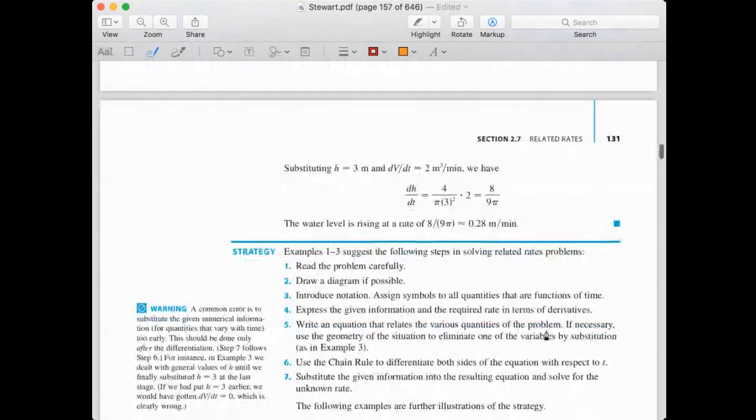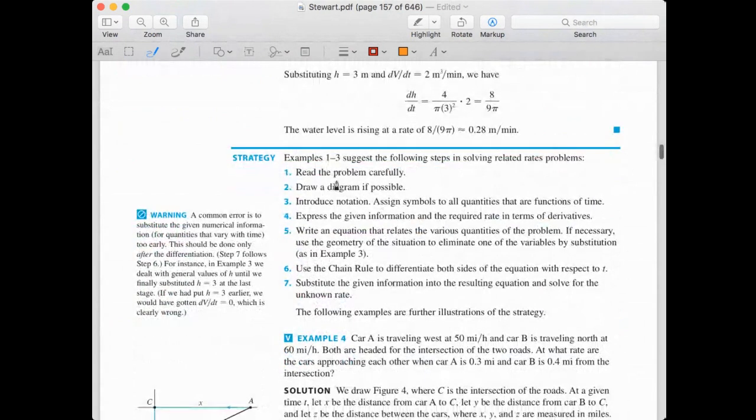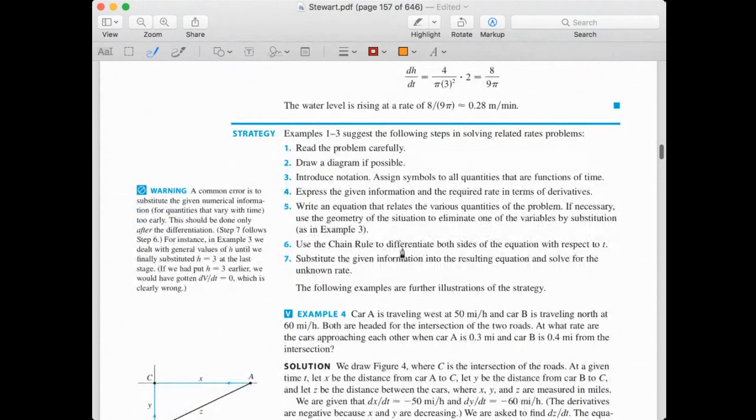All right, so let's see the strategy. The strategy is: read the problem carefully, draw a diagram if possible, introduce notations, express the given information, write an equation with related rates, use the chain rule, differentiate both sides, substitute given information. All right.